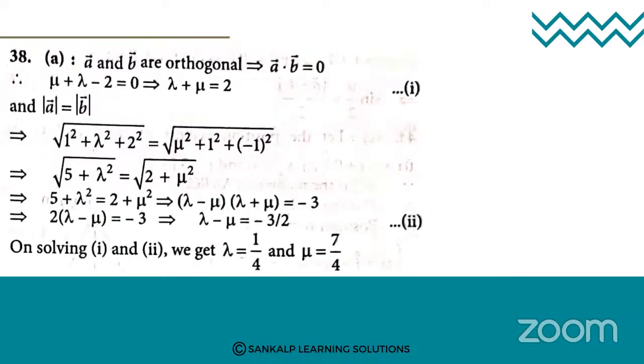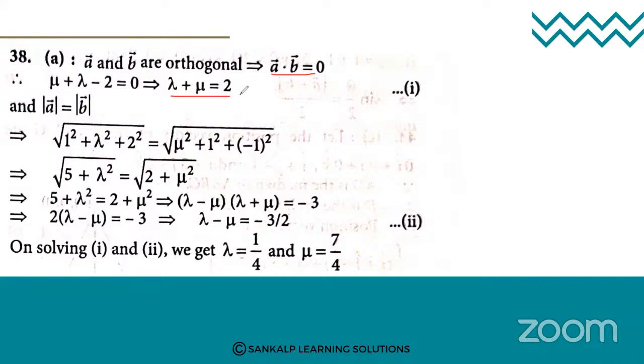Okay, so see how we can solve it. First, they are using the condition of orthogonal vectors. For orthogonal vectors, the dot product of two vectors will be equal to 0. So we are using the first condition, dot product equal to 0. Using the first condition, we get lambda plus mu is equal to 2.